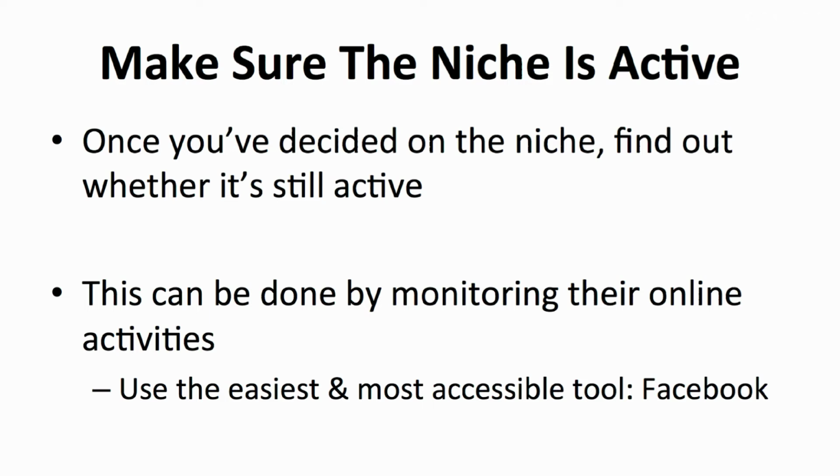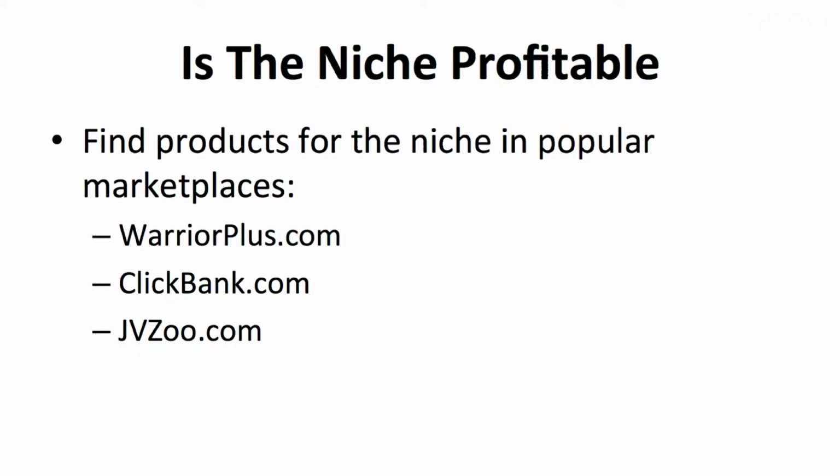For example, affiliates program. Then Facebook will show you the search results that are probably by the dozens, or if you're lucky, by the hundreds. If there are still activities in the group, especially online, that means the niche is definitely viable.